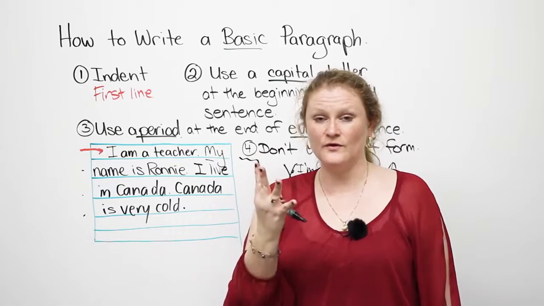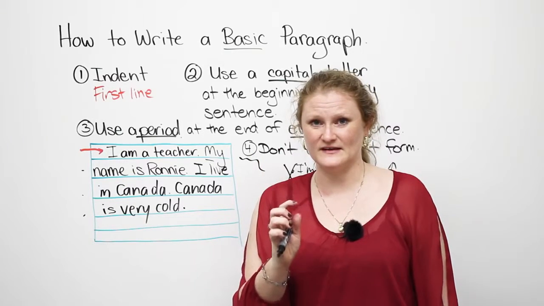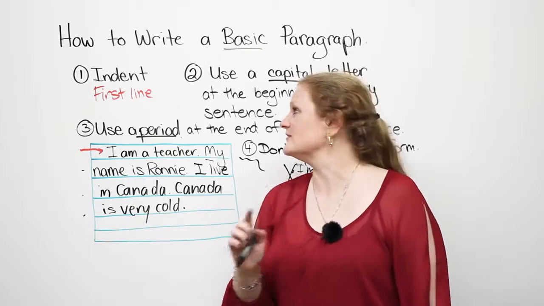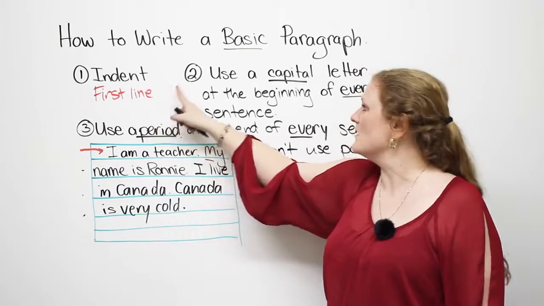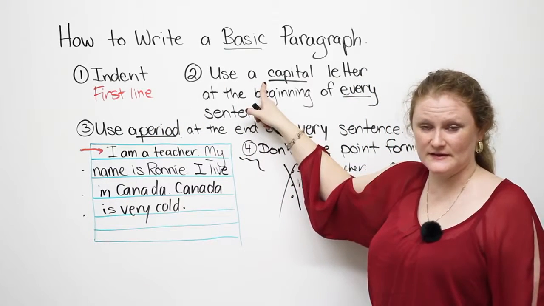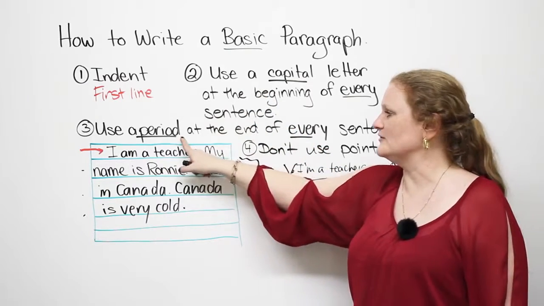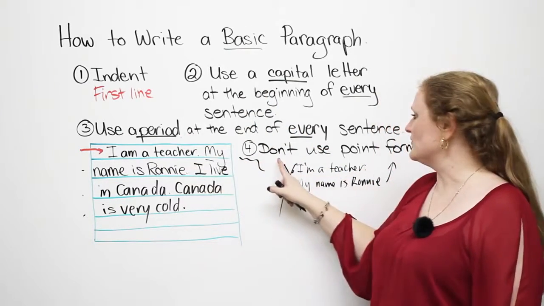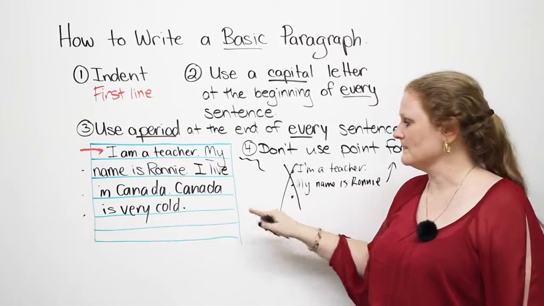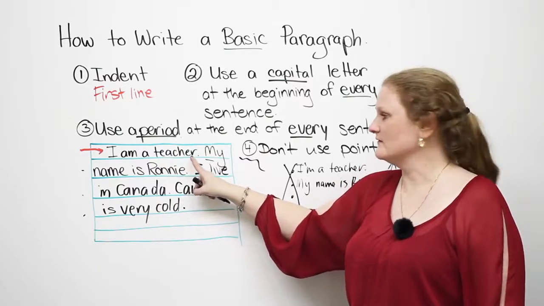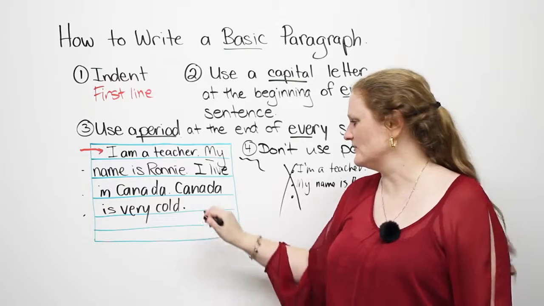So, 4 basic things to remember when you're writing a basic English paragraph. The first one is indent the first line of your paragraph only. Use a capital letter at the beginning of each new line or each new sentence, and use a period at the end. Also, don't forget, don't use point form. I am a teacher. My name is Ronnie. I live in Canada. Canada is very cold.